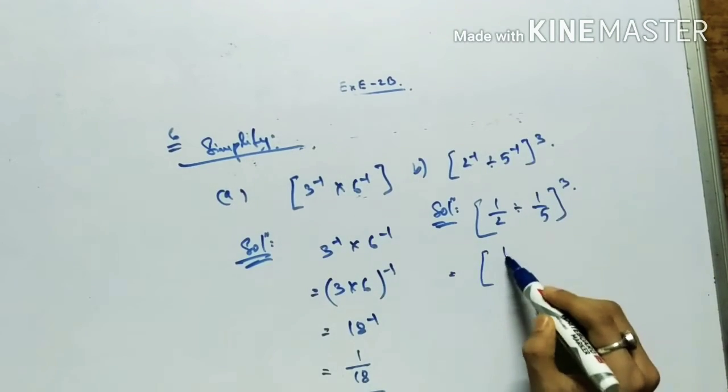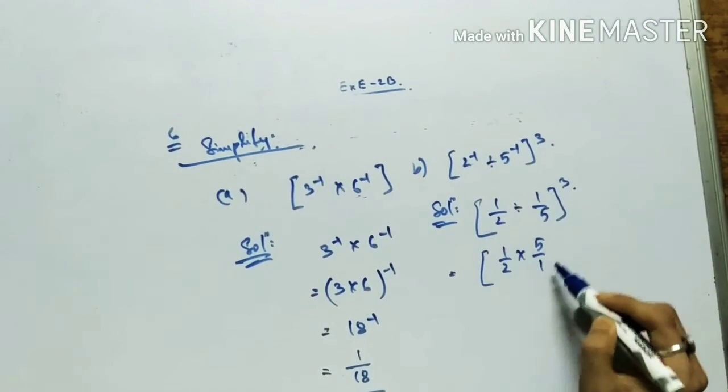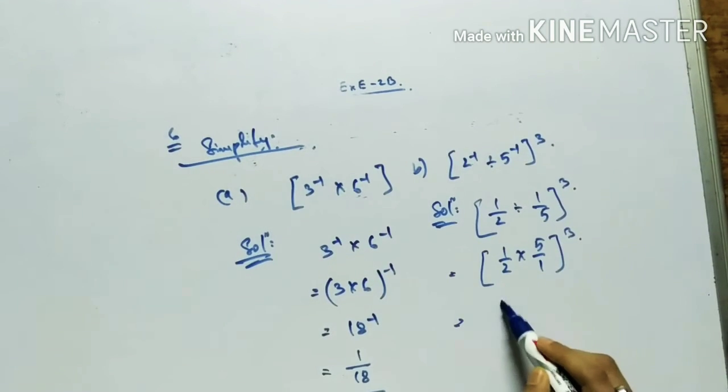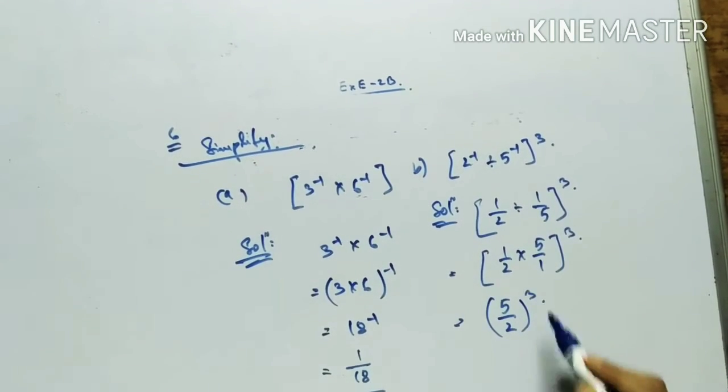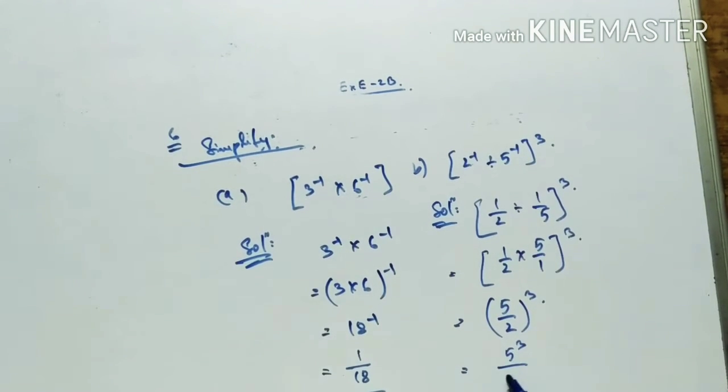Okay. So this one will become 1 by 2 into 5 by 1, to the whole power 3. So this is 5 by 2 to the whole power 3, which I will get as 5 cube by 2 cube, which is ultimately 125 by 8. This is the answer. Understand? You can do it in this way.